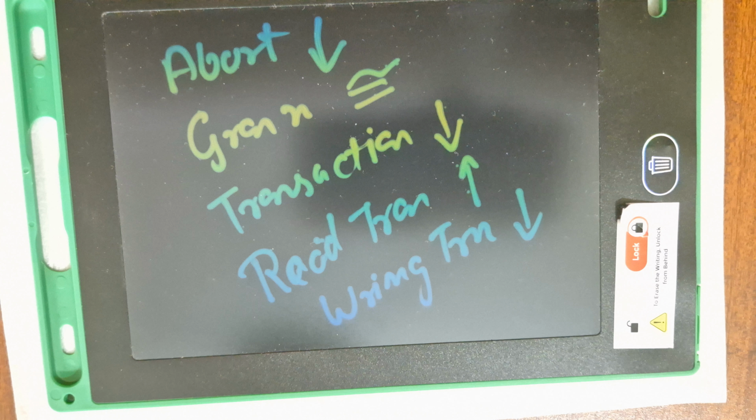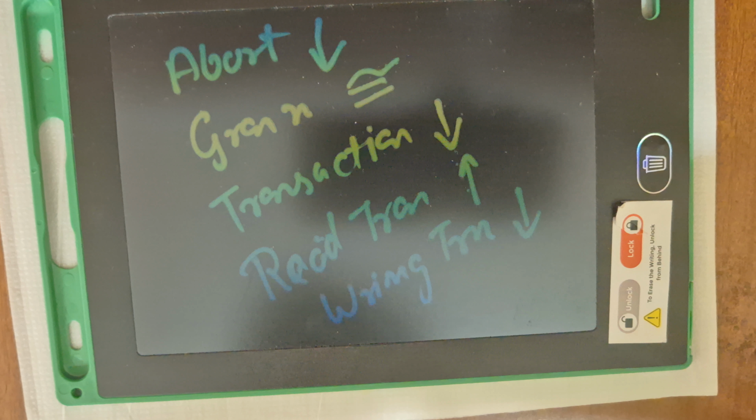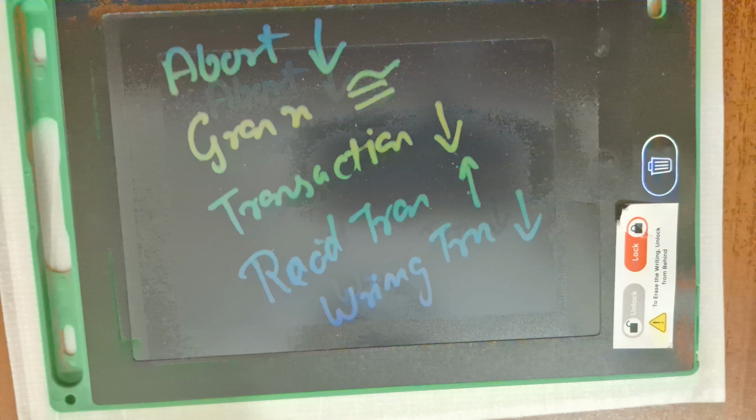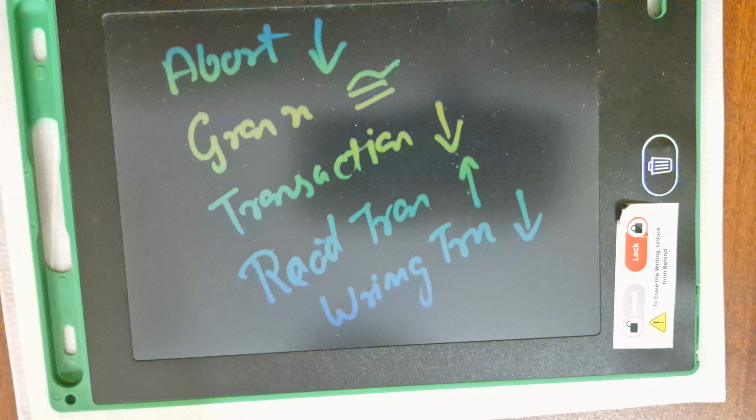So what we have to take care of: aborts should be fewer. Granularity, whatever the spelling is, should be managed. Transactions should be short, small timed. Even if transactions are long, only read transactions can be longer. Write transactions should always be small. If it's long, then we are screwed.